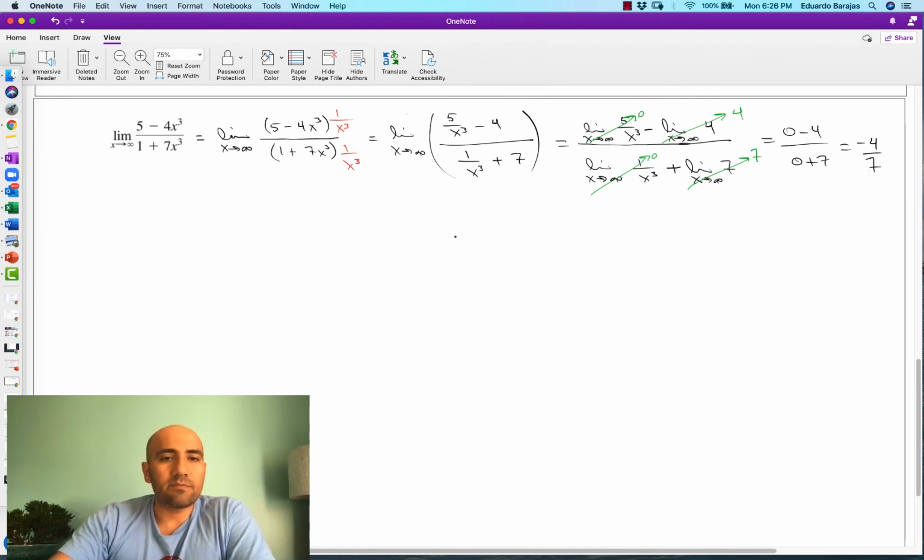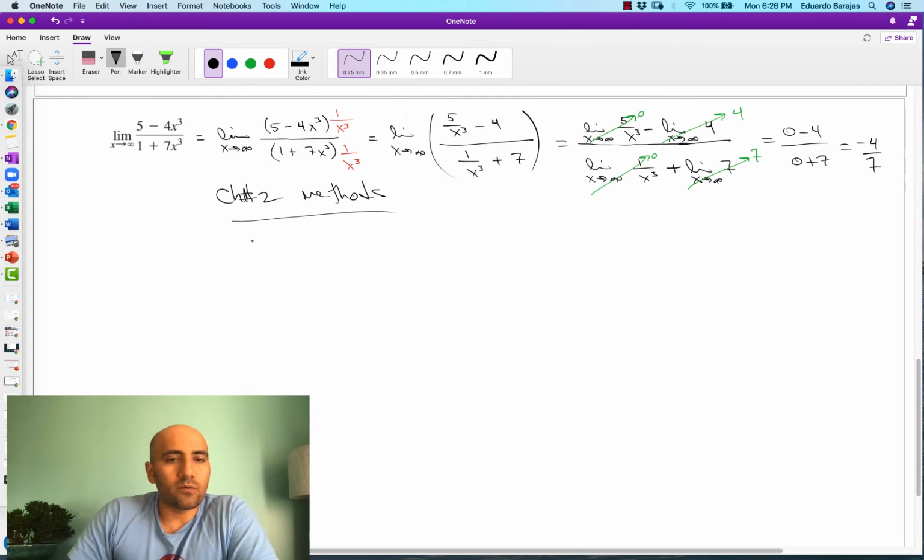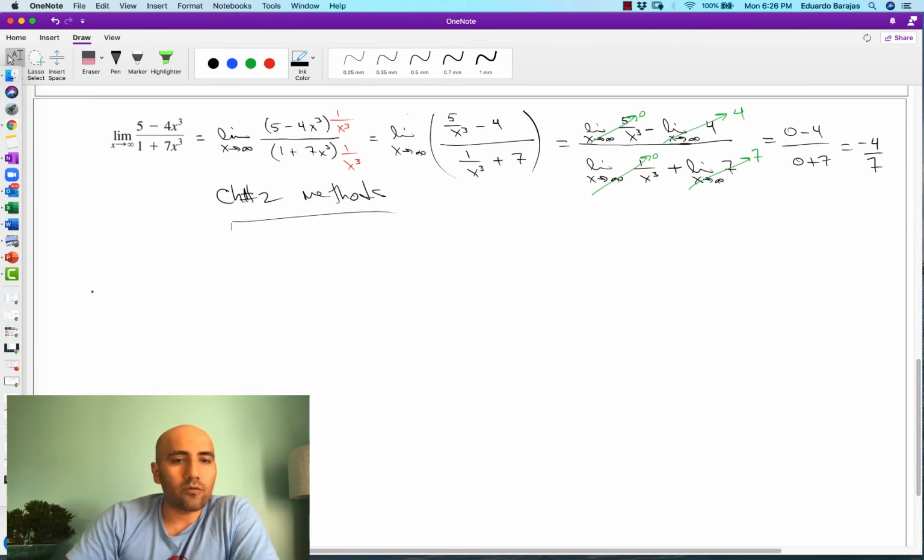Okay, but this is by the methods of Chapter 2. Now let's try doing it by the newly discovered L'Hopital's rule and confirm that we get the same answer. So let me start all over.